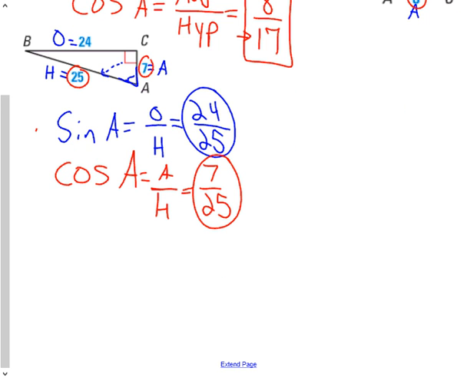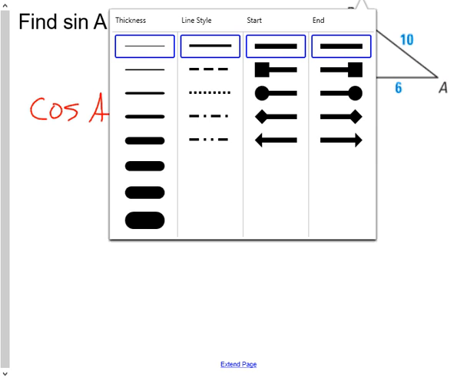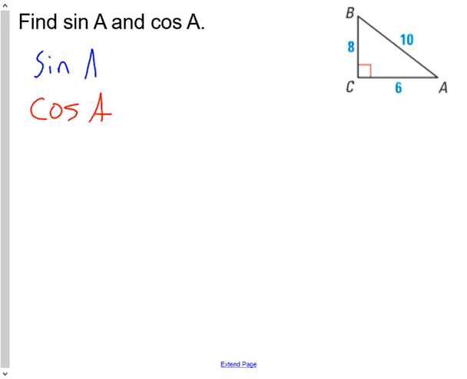Next, we've got to find sine of A and cosine of A. One more step. So again, I think I'm on red, so cosine of A, sine of A, and we've got A is here, hypotenuse opposite of our right angle. Not to get you confused, but it's always where the right angle is pointing. Angle A uses sides 6 and 10, so 6 has to be adjacent, 8 therefore is our opposite.